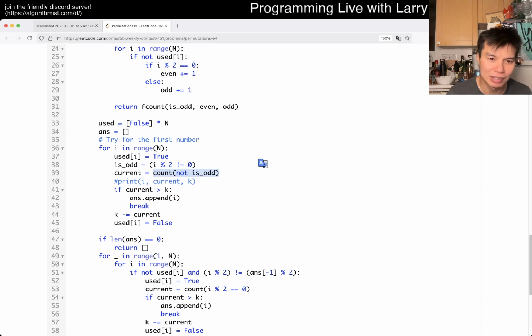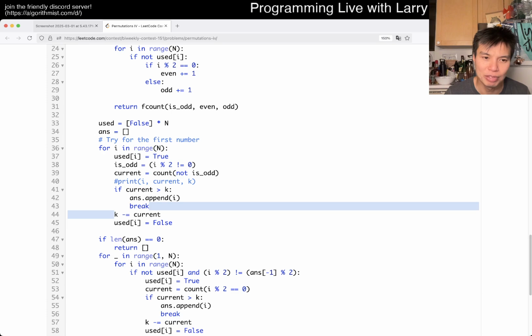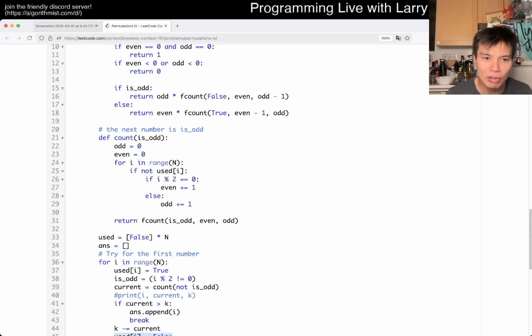And then this is just, if it's greater than k, then that means this has to be the first number because it's inside the range that we count, right? What we talked about. So we append it, we break. Otherwise, we subtract and then we set it to false and we go again for the next number. Okay, so time to go over this thing.